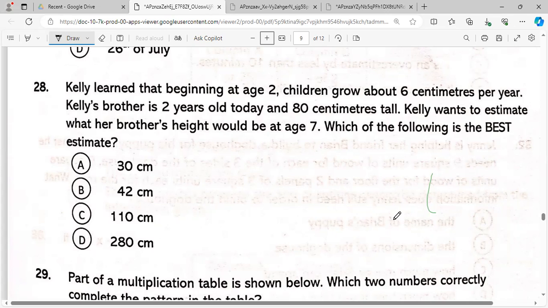We don't reach the math part yet. Sir, she read it but never answered it. Let her answer, guys. Let her take her time, it's fine. Sir, my answer would be C, because if he's 2 and she wants to know what his height would be at 7, you would add about 5 years to that 2, which would be around 30 centimeters. And you would add that 30 to the 80, which would give you 110.